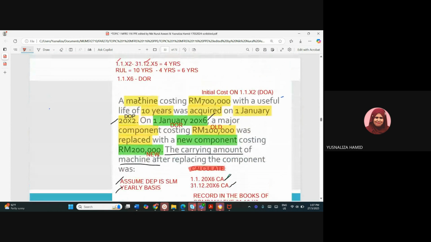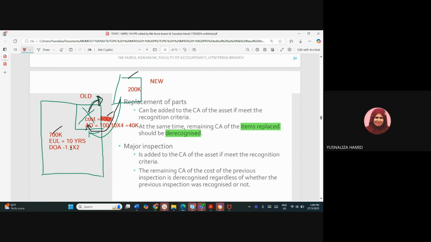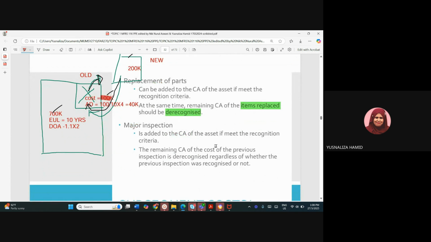So what you need to understand is this picture here. First, the old component, the cost is 100,000, this one. The accumulated depreciation of the old component you must calculate. I will show you because you need to de-recognize the old component, the cost together with the accumulated depreciation. After you have done that, you will insert the new component into the machine. So the new component, 200,000 will be in the machine. And after you have inserted the component, you need to now calculate what is the carrying amount. So the carrying amount immediately after the replacement, and later carrying amount after 1 year it is being replaced. So let's look at that.